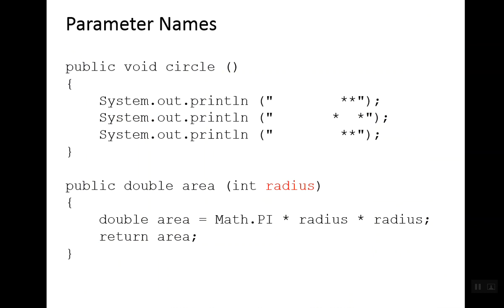So if we're looking at each method signature to find the parameters, we need to look inside the brackets. So public void circle, nothing in the brackets, so it has no parameters, no input comes in. Public double area, input radius, however, has something in its brackets, so it has a radius coming in.